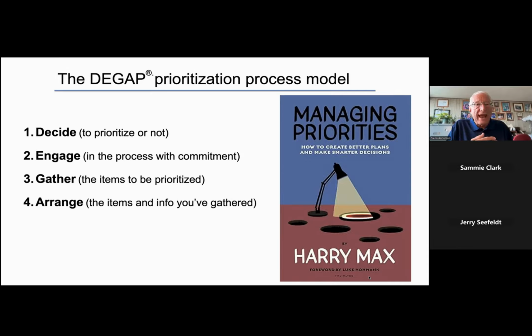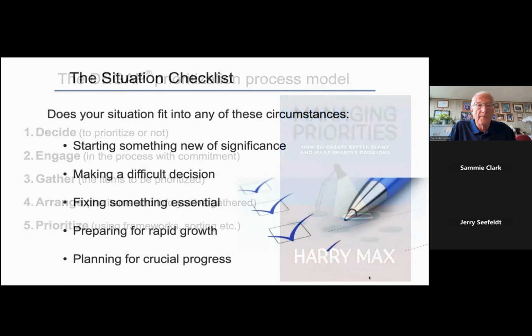Step 4, the A in DEGAP, is okay, I've gathered all these items and now I want to arrange them, identify them, get all the information together about each item we're going to prioritize, make sure each item is unique. If they're kind of overlapped, it's hard to separate them and do a good job of prioritizing. And then step 5 is the actual prioritize exercise. And there are frameworks, there are sorting techniques. I'm going to show you these in just a moment.